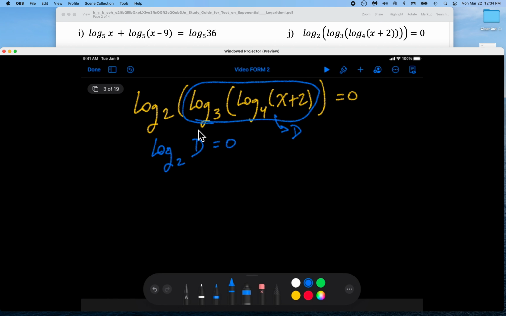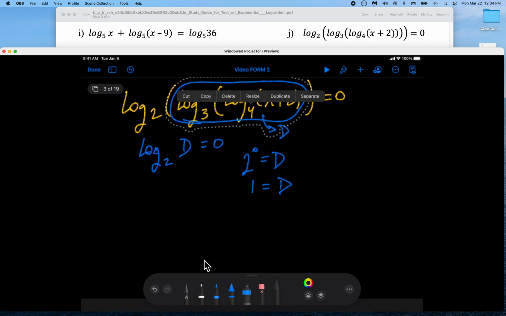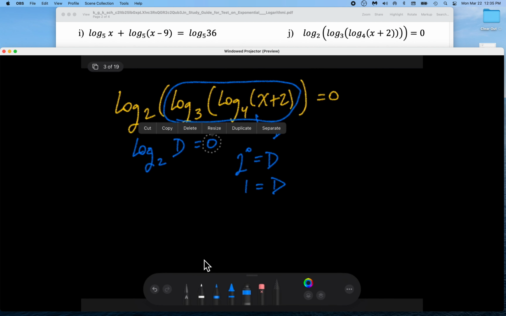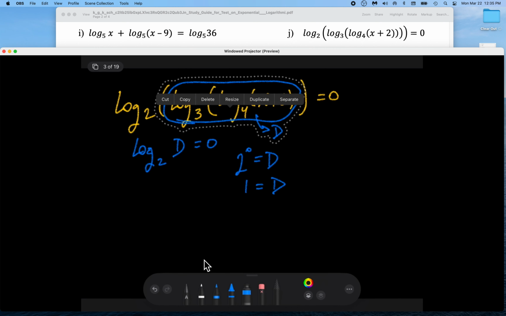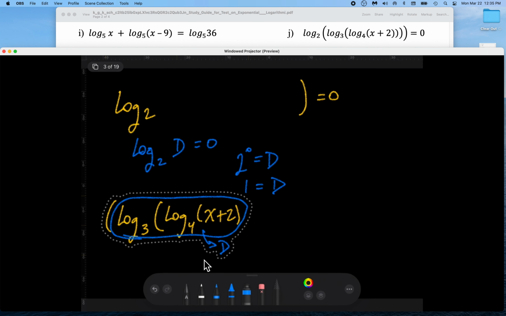So now you do Whirlybird. So 2 to the 0 equals D. 2 to the 0 is 1. So 1 equals D. So now what I do is I take D and I set that equal to 1.